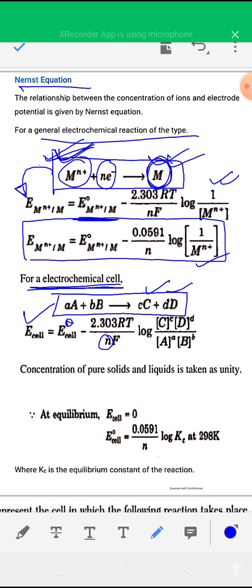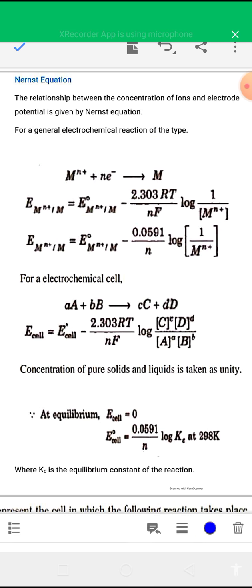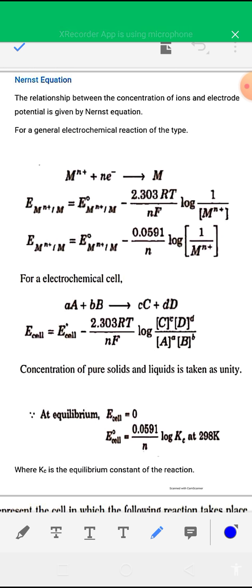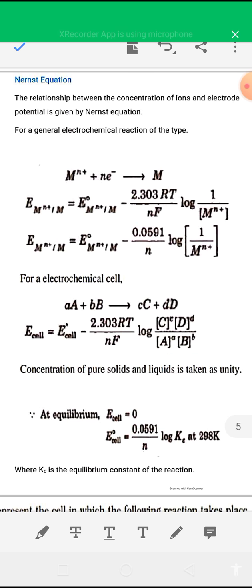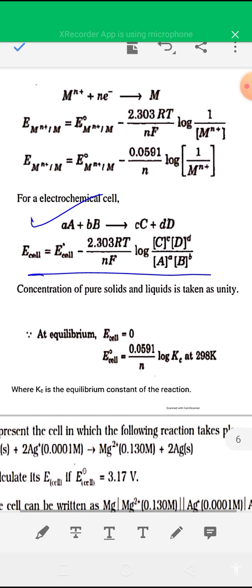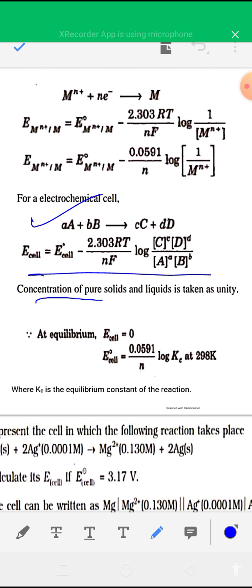So E cell is equal to E0 cell minus 2.303 RT by nF log [C]^c [D]^d over [A]^a [B]^b. This is the Nernst equation for a cell reaction. Using this equation you can calculate the EMF of the cell. Here it is mentioned that for the concentration of pure solid and liquid you have to take 1, unity.